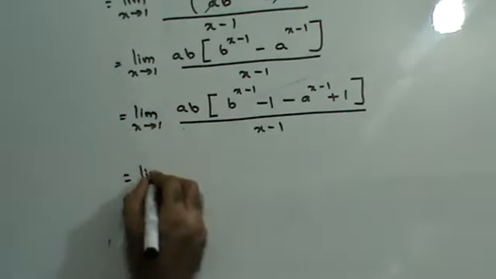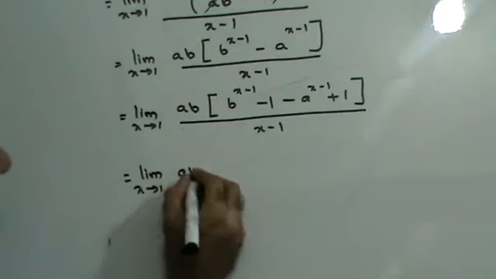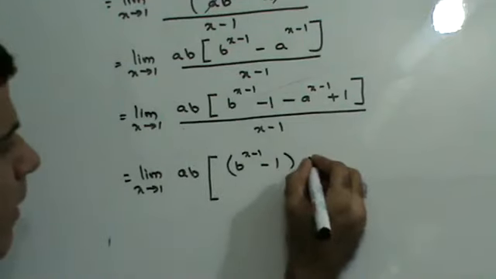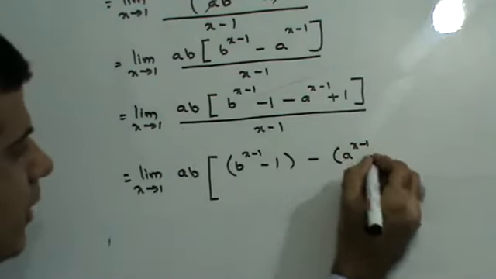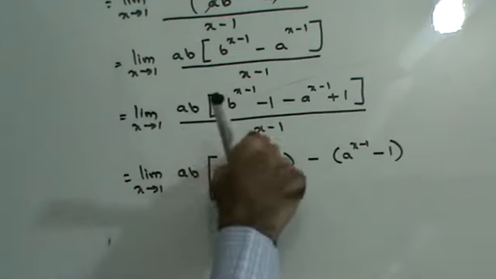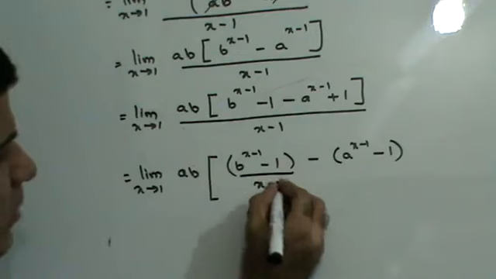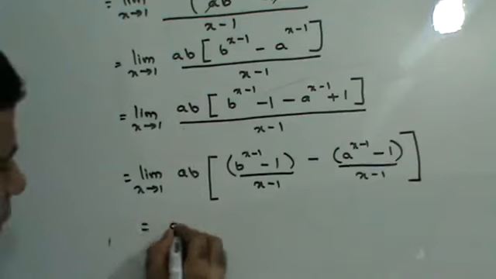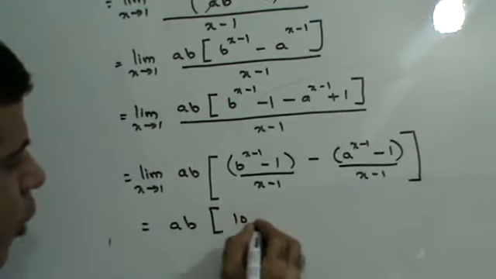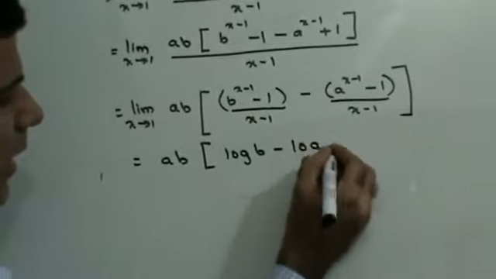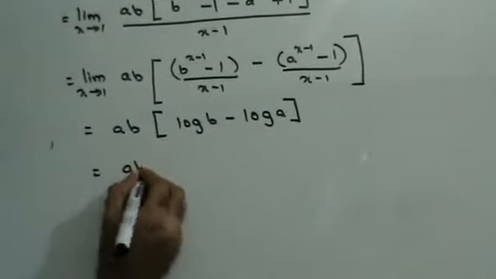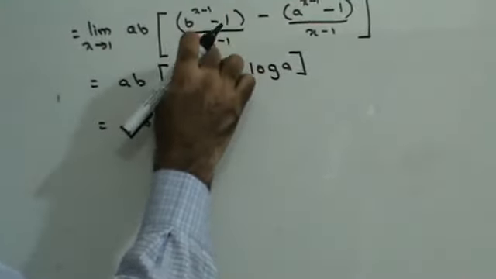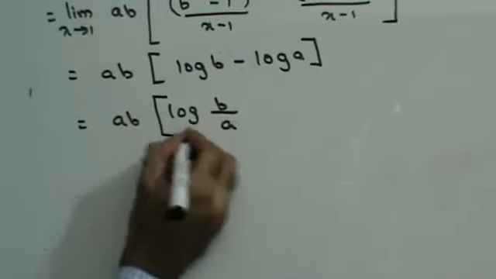Here, this can be written as limit of x tends to 1, ab, b raised to x minus 1 upon x minus 1, minus a raised to x minus 1, take minus sign common, minus 1. Split the numerator. So this is upon x minus 1, x minus 1. Right? Use the exponential formula. That means this is going to be log b minus log a. Answer is ab log b upon a. I use the formula a raised to x minus 1 upon x is log a. Right? Do we get this thing clear?